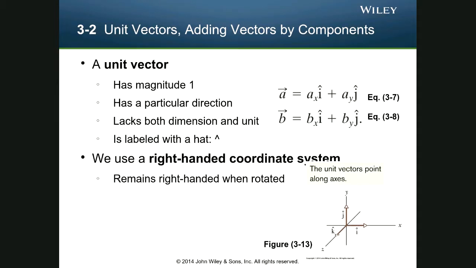Let's just keep on trucking through. I want to recall your attention to some of the stuff we talked about yesterday. We have our vectors here, A and B, and we have their X components, Y components, and these unit vector quantities. Now you remember that the unit vectors fulfill the criteria given in this part of the slide. They have magnitude of 1. They have a peculiar direction. And they lack both dimension and unit. That means they're not meters; they can apply to anything. And they're labeled with a hat.